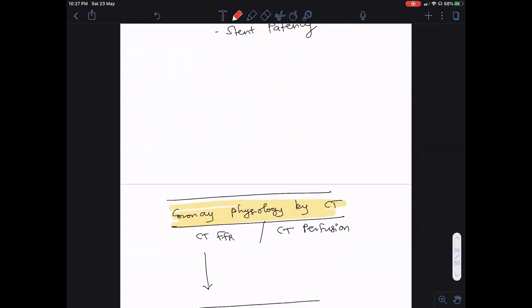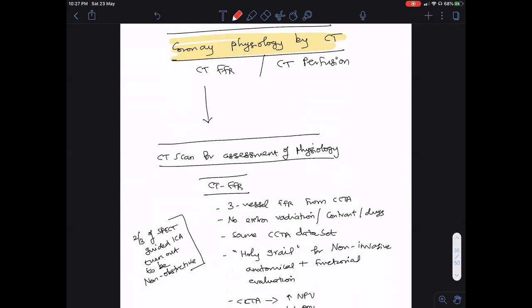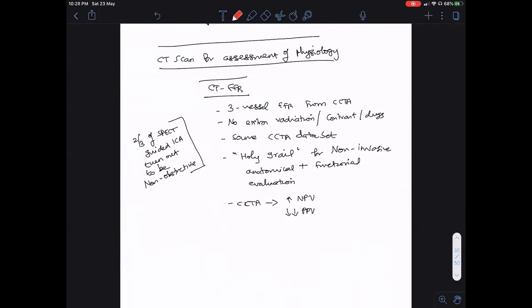So that was about CT coronary angiogram in chest pain and in CTOs. Moving on to coronary physiology. This is in 2 parts. Part 1 is CT FFR, part 2 is CT perfusion. So what is CT FFR and how can we assess physiology by using CT scan? Like we know, 2/3 of patients who have a SPECT that tells you there is significant disease go ahead and have an invasive coronary angiogram, and 2/3 of these angiograms end up non-obstructive. So this is where CT FFR can probably help in order to avoid all this business.